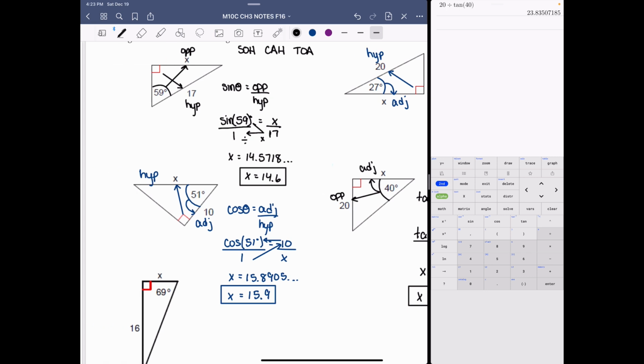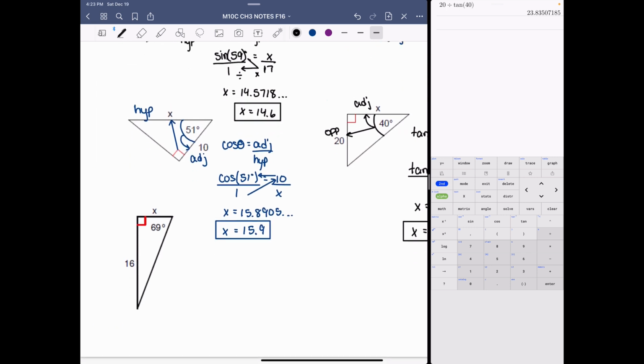And last one. Our angle of interest is in the top right corner. Side 16 would be opposite that angle. And the x side is touching the angle, but it's not the hypotenuse, so it's the adjacent. Opposite and adjacent, that's tan again. Tan theta equals opposite over adjacent.